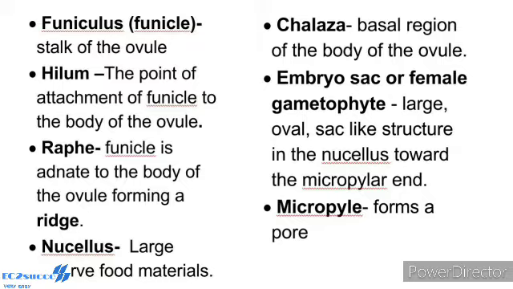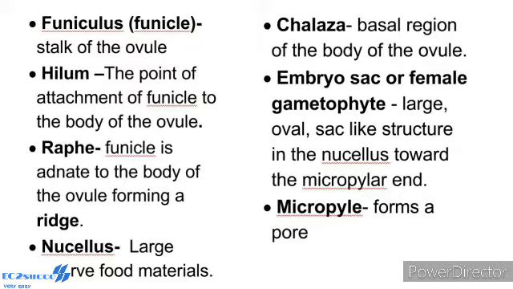The body of the ovule is made up of a central mass of parenchymatous tissue called the nucellus, which has large reserve food material. The nucellus is enveloped by one or two protective coverings called integuments. The integument encloses the nucellus completely except at the top, where it is free and forms a pore called the micropyle. An ovule with one integument is unitegmic and with two is bitegmic.